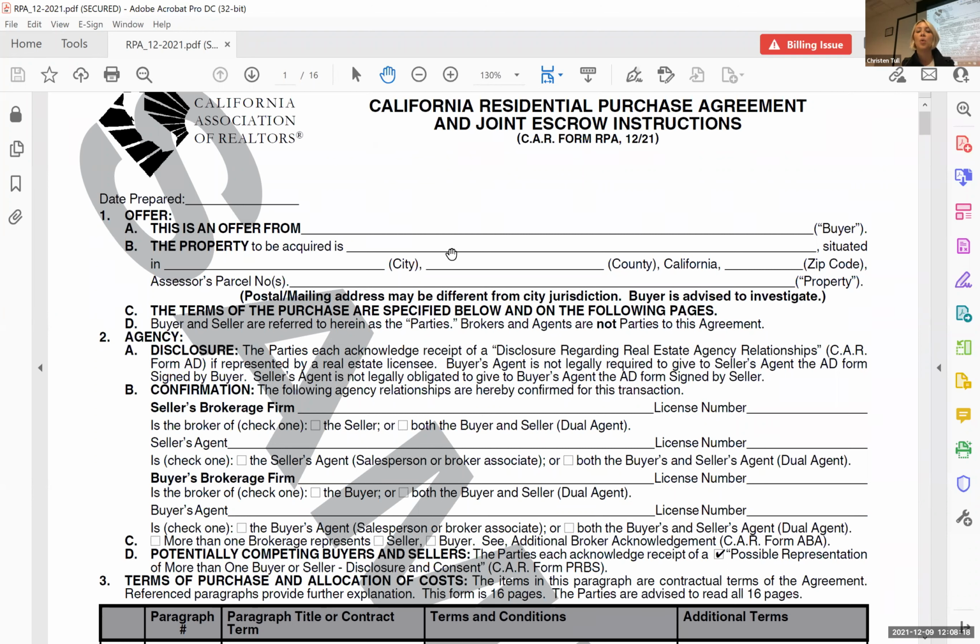The property to be acquired is the property address. It's very important that you put the legal city in here. And this can be misleading. Los Angeles is very large and we have a lot of what are called area names. For instance, North Hollywood, Sherman Oaks, Brentwood, Venice. These are all actually city of LA. Hollywood is LA. However, West Hollywood, funny enough, is its own city.